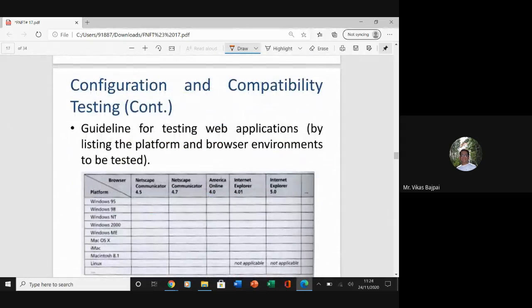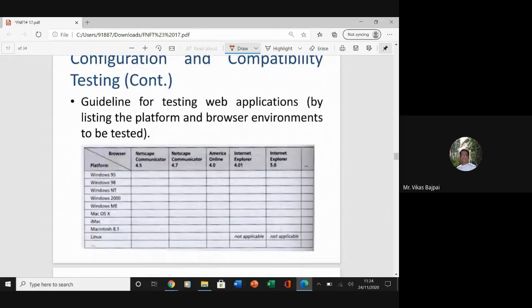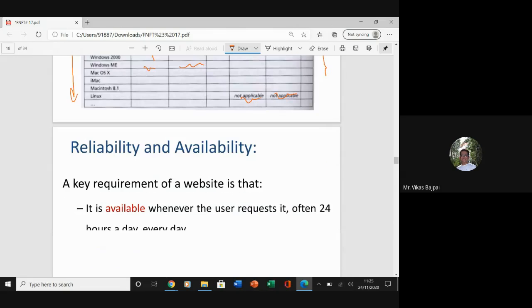Now, what we do is this is a guideline for testing the web application by listing the platforms and the browser environment. So what we have is, let's say, this is a platform. These are Netscape Communicator or Netscape Navigator, a very old one, right? Then these are some of the browsers. Here we need to give some figures if it's not applicable. That kind of form we fill in post testing and we pass it on to the team.